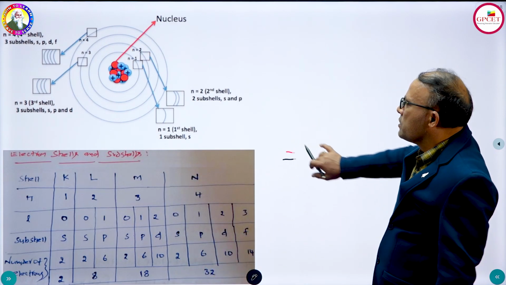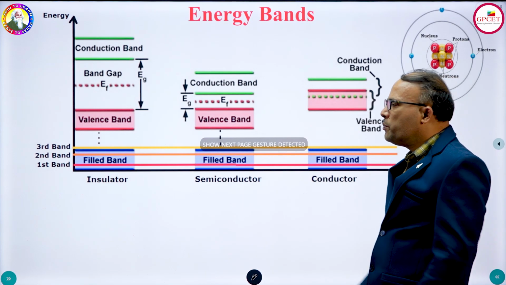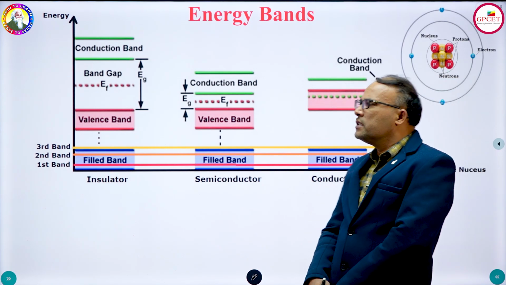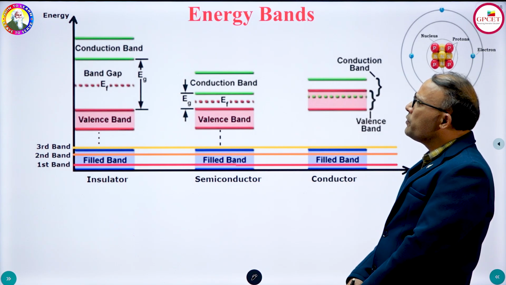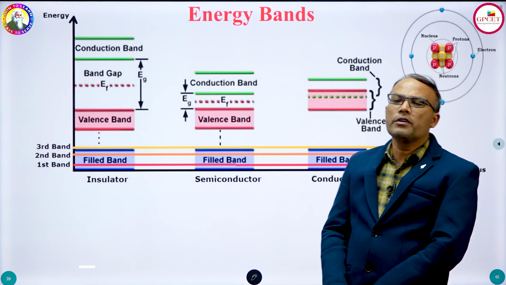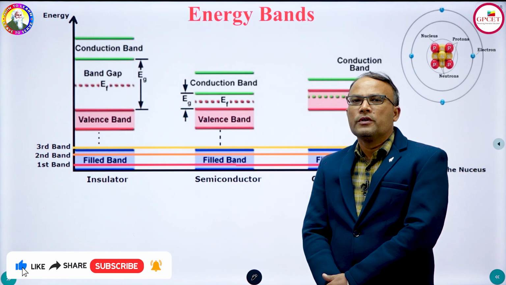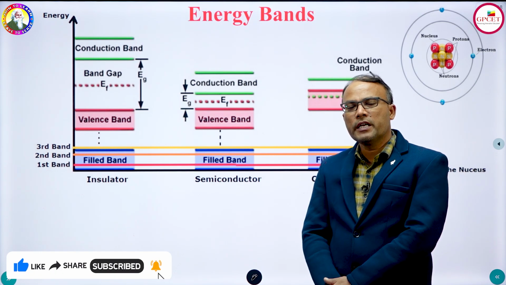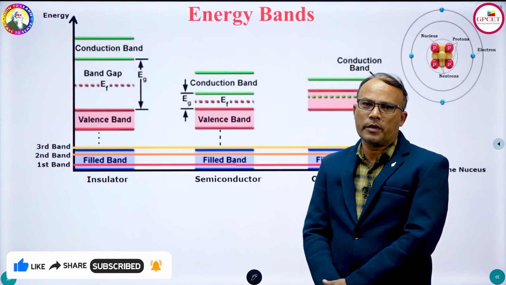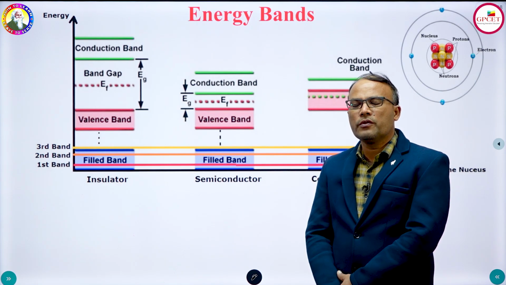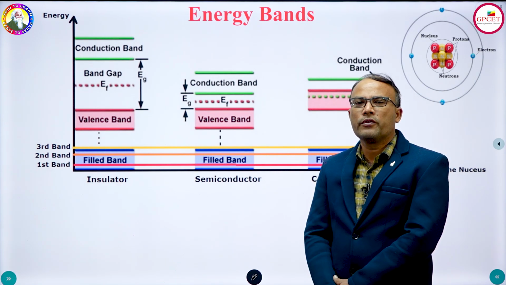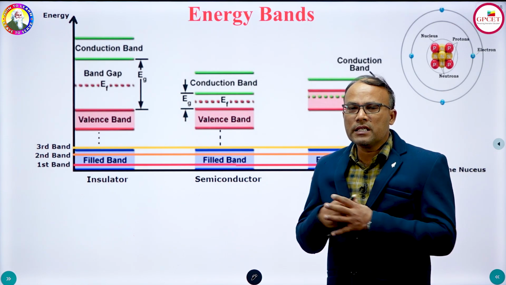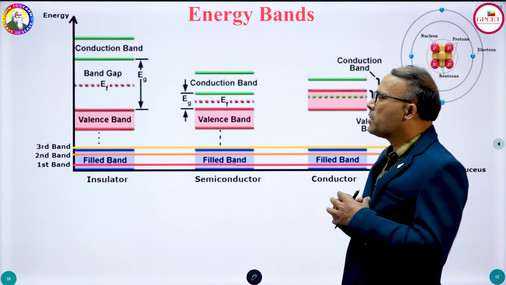Next, we'll go with energy bands. What is an energy band? It is the combination of the energies of all electrons revolving around the nucleus. In each orbit there are different electrons revolving. If you combine the energies of all the electrons in each orbit, it forms a band. That band is called an energy band, because you are merging the energies of all the electrons revolving around the orbit.